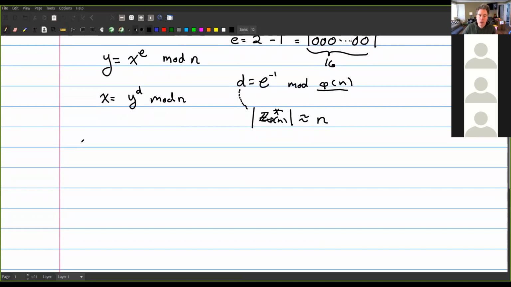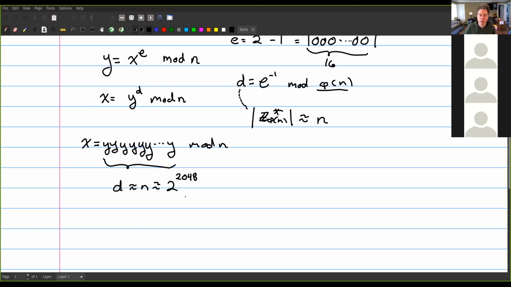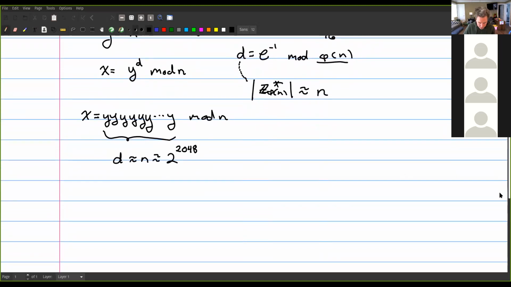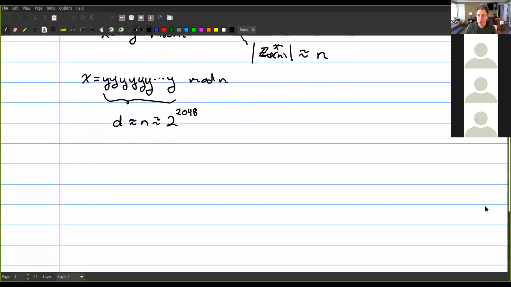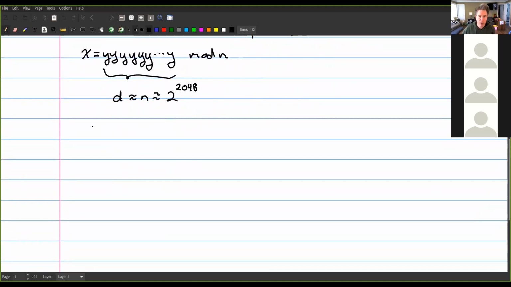So the naive thing to do would just be x equals y times y times y times y times y times y times y mod n. But if you think about this, this is just never going to work because d is approximately as big as n, which is approximately as big as like 2 to the 2048. And so you could just never do that many multiplications. So there must be some better idea. And you guys, I think when you take 204, you talk about exponentiation by squaring.